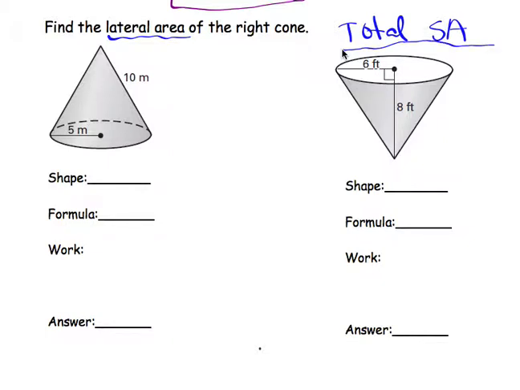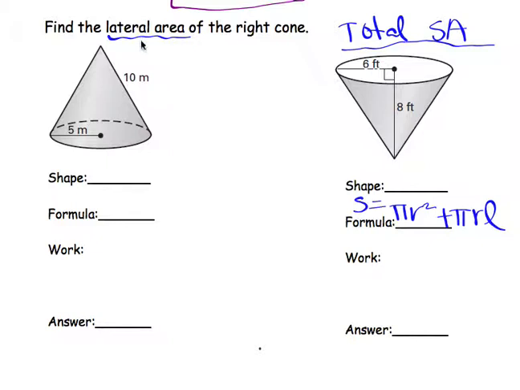The surface area formula for a cone is, let me fill that out over here, surface area is pi r squared plus pi rl. So the pi r squared part is the circular bottom of the cone, and then the pi rl is the part going around the outside of the cone. So this makes up the total area.